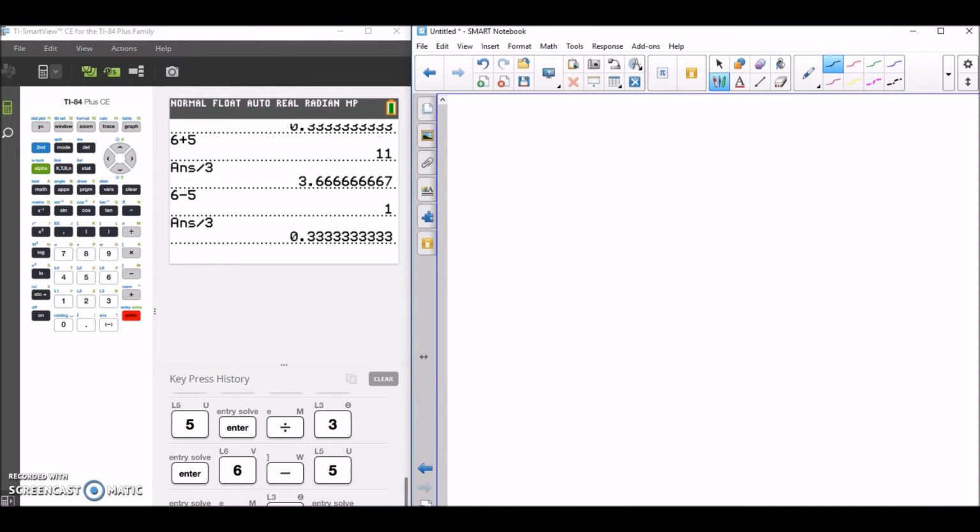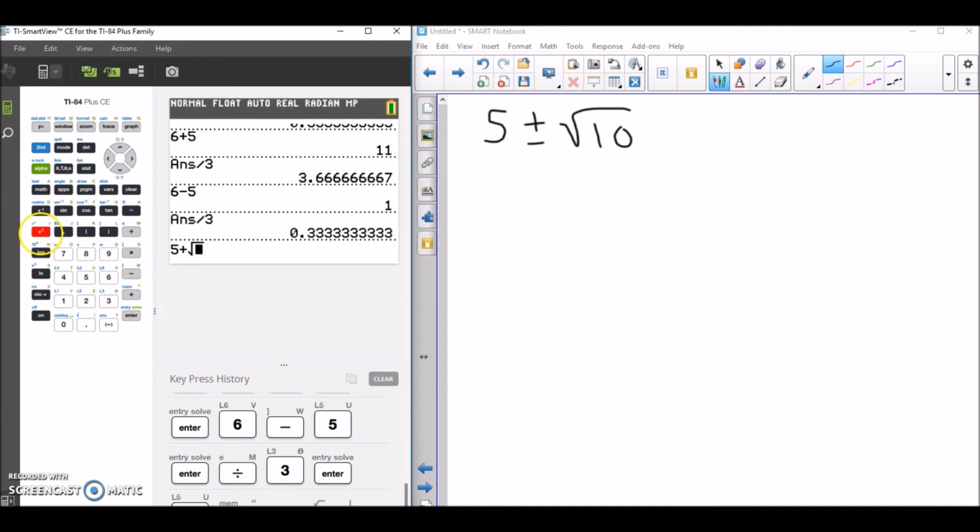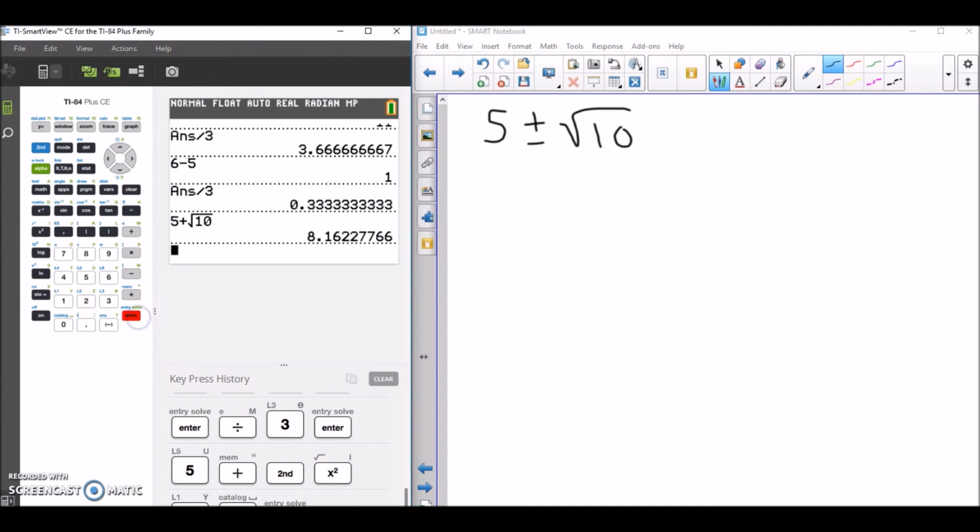Now you know we've been dealing with square roots, so what if our answer looked like this? 5 plus or minus the square root of 10. Well, let's do the plus first, because that's obviously going to give us our larger answer. Let's do 5 plus the square root of 10. Round to the nearest hundredths, 8.16.